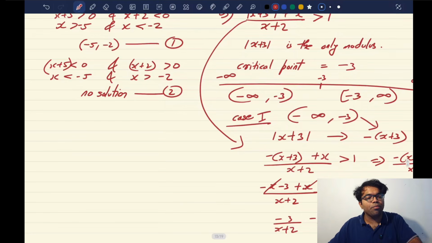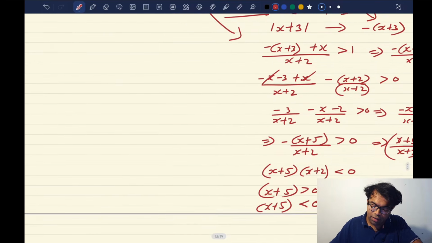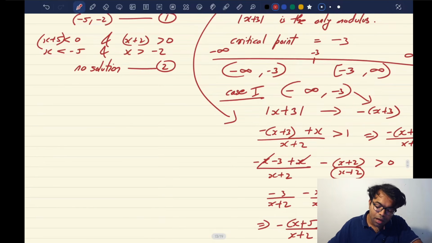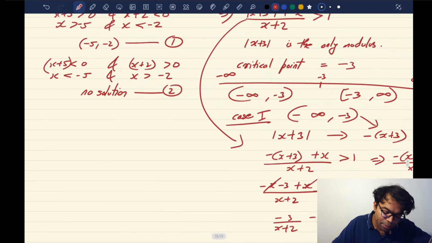So next step, what do we do? What is the number line that we have? What is the interval that we have taken here? Minus infinity to minus 3. But here what is happening? Our solution is coming out to be minus 5 comma minus 2, right?